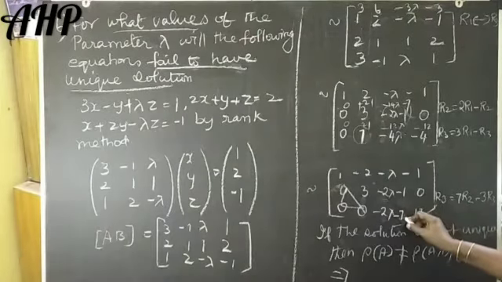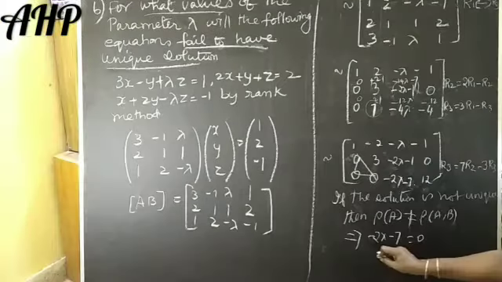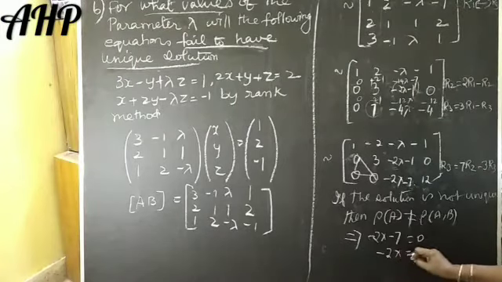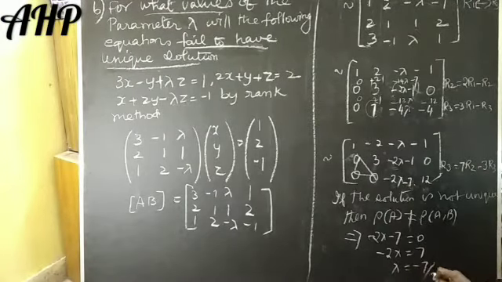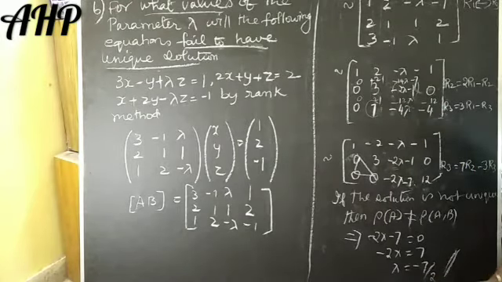That is possible only when minus 2 lambda minus 7 should be equal to 0. So minus 2 lambda is equal to 7. Lambda is equal to minus 7 by 2. So for lambda is equal to minus 7 by 2, the equations will fail to have unique solution.